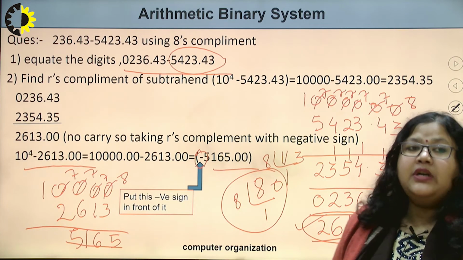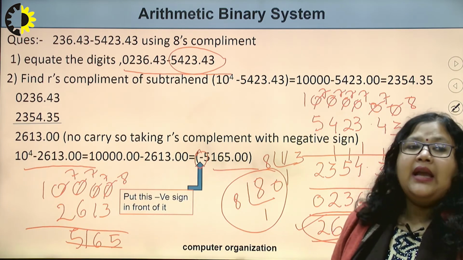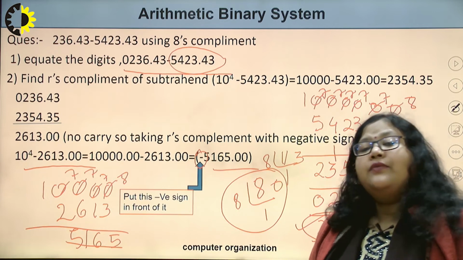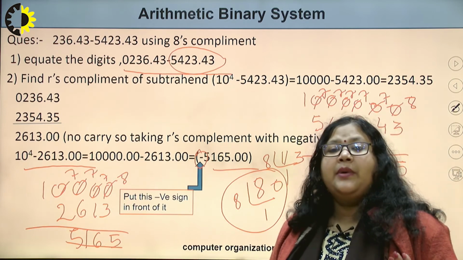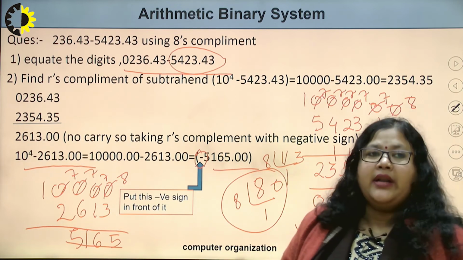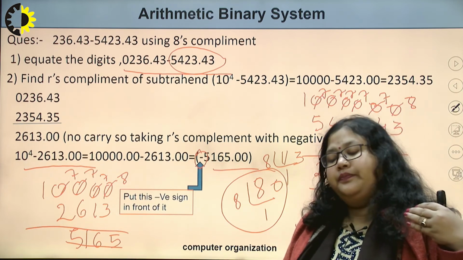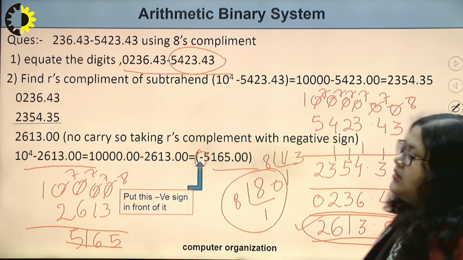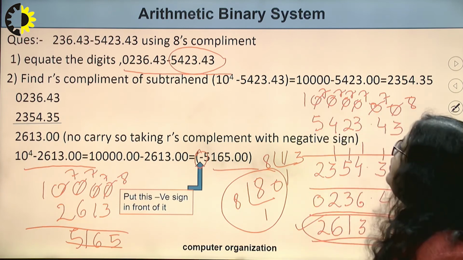And after the resultant comes, then we have to convert. If there is no carry produced, then we have to take the r's complement of that particular number and put the negative sign in front of it. So this question is very important if we do the subtraction by using the r's complement. So this is the topic that we have to cover.